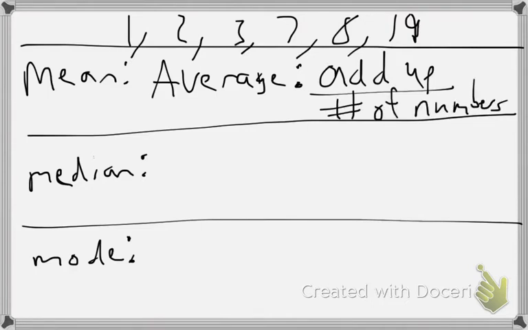So in this case, I would add up 1 plus 2 plus 3 plus 7 plus 8 plus 19, and then I divide that by 1, 2, 3, 4, 5, 6. Now, it's important that you know that you have to do this in two steps. If you don't use parentheses and you just hit 1 plus 2 plus 3 plus 7 plus 8 plus 19 divided by 6, PEMDAS is going to divide before it adds. Never do that. Add them all up, hit enter, then hit divided by 6, or use parentheses around all of them. And I'll show you what I mean when we start doing these problems.